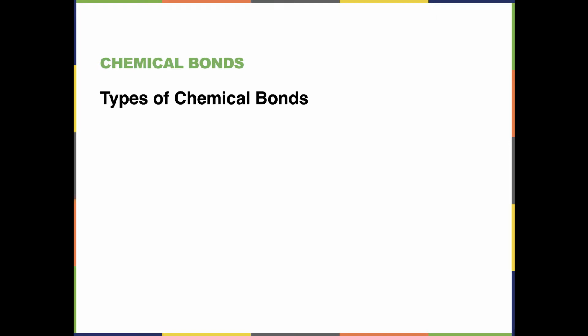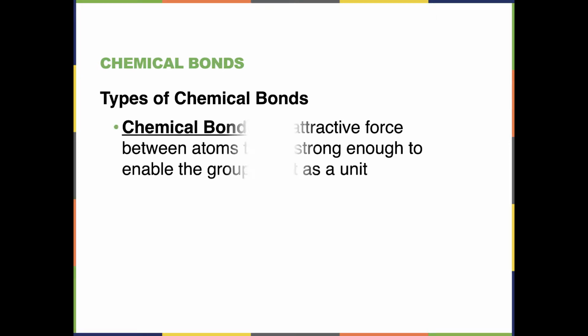In order to understand the different types of compounds, you have to understand the different types of chemical bonds, because the different chemical bonding structures lead to the different types of compounds. A chemical bond is an attractive force between atoms that is strong enough to enable a group to act as a single unit. A chemical bond is essentially what occurs to form a compound as opposed to individual elements.